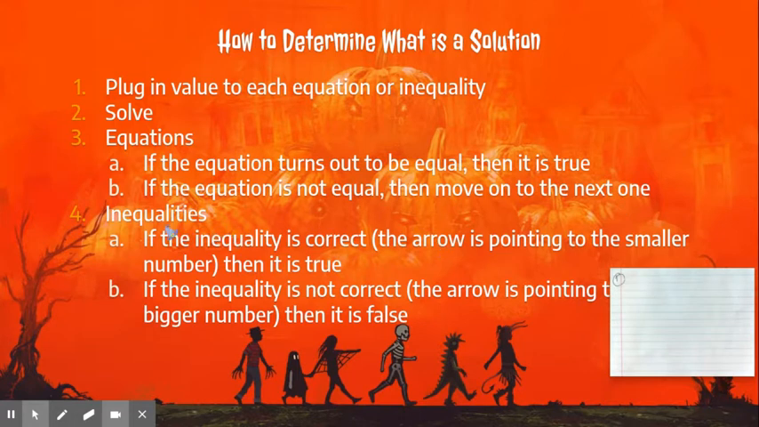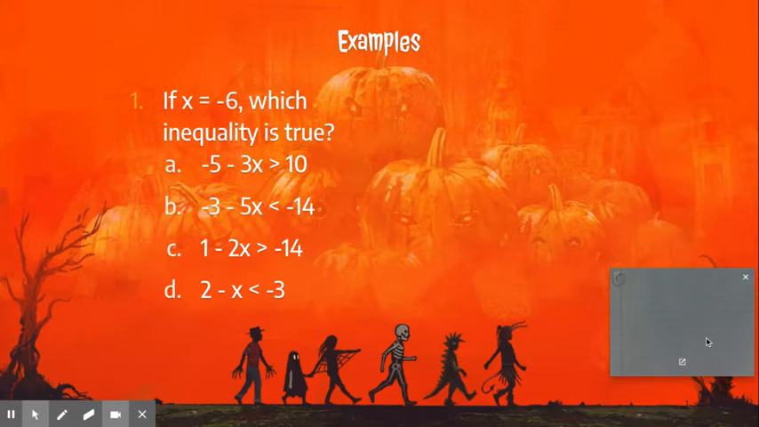And then with inequalities, it's going to be similar, but if it's correct, that means if I have 7 is less than 10, that means the arrow's pointing to the smaller number, then it's going to be true. So 7 less than 10, that's correct. But if I have it the other way, 7 is greater than 10, then it's not going to be correct. That means my arrow's pointing to the bigger number. So then we have to keep moving on until we find the correct one.